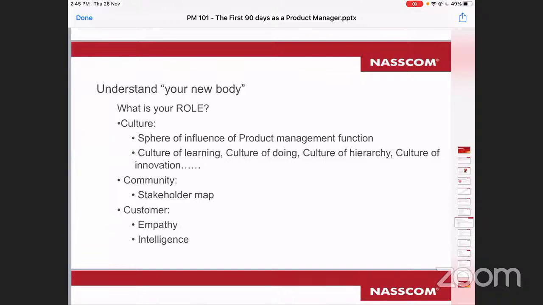So let's look at what the role would mean. The first part of not just your role but how your journey in the new team and new organization goes depends upon understanding some basics of what the culture is of the organization, of the team.